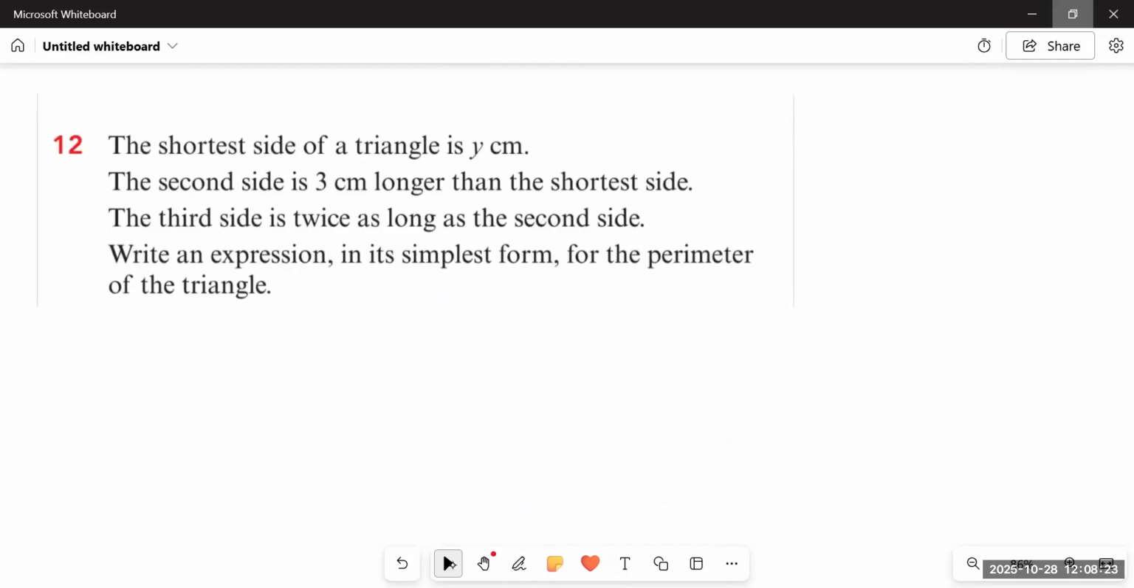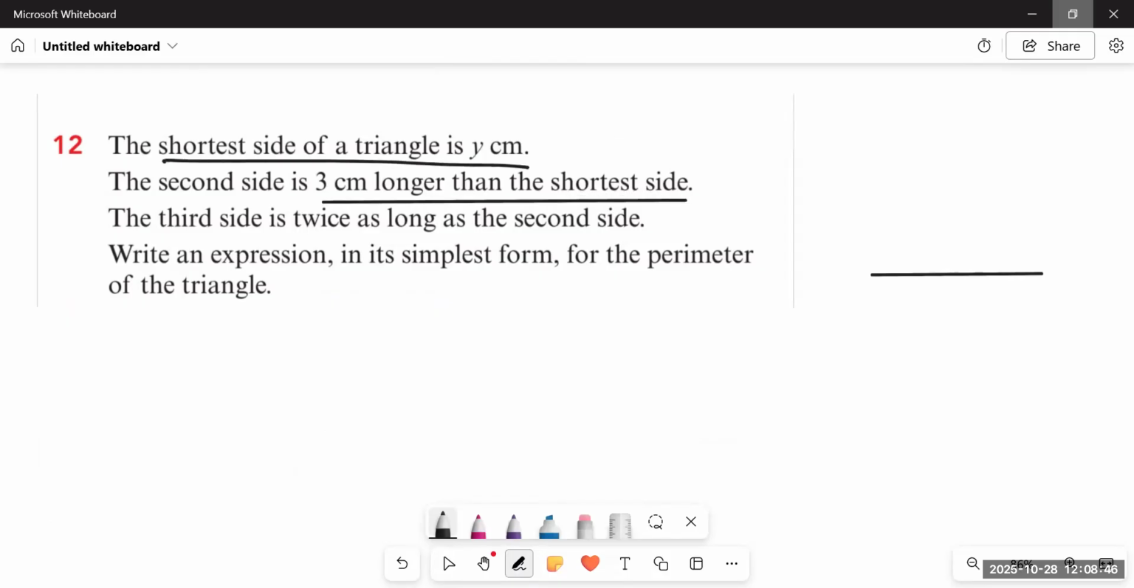Now the next question is a bit interesting. It says the shortest side of a triangle is y centimeters. That is, make a triangle over here. This is y centimeters. And then it says the second side is 3 centimeters longer than the shortest side. It's not just 3 centimeters. It says 3 centimeters plus the shortest side. The shortest side is y centimeters.